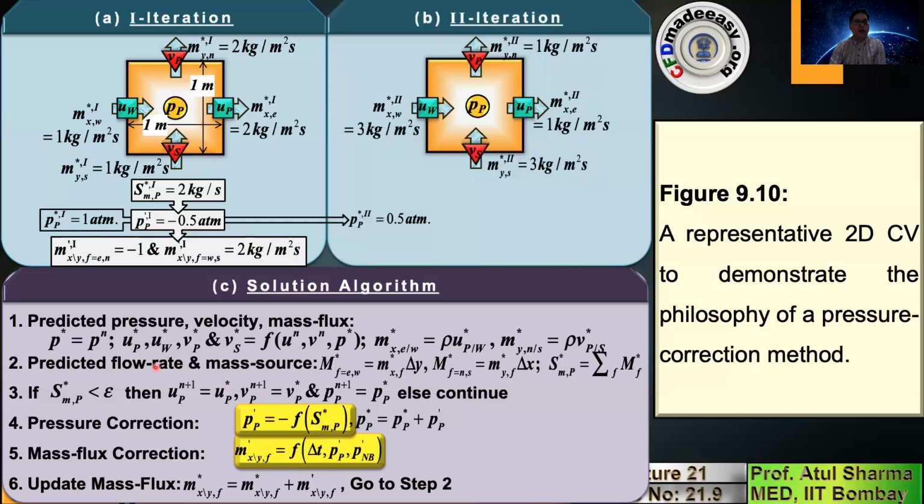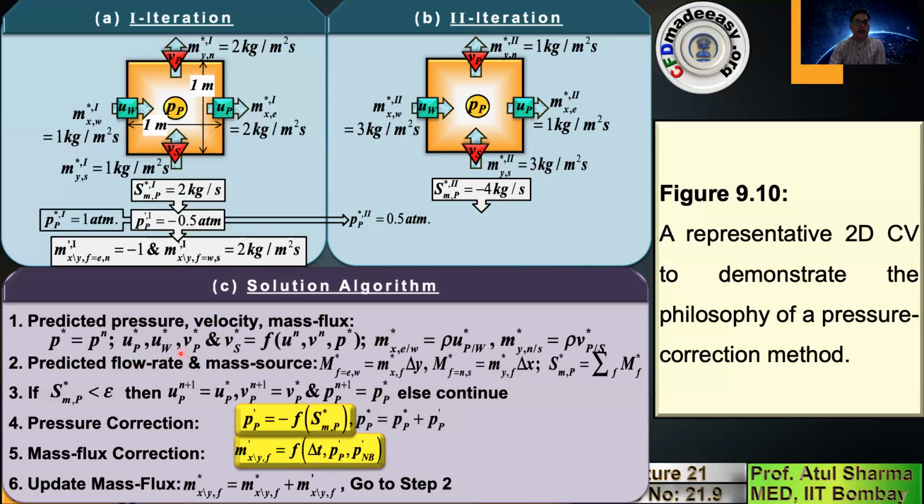When you go to step 2, basically you multiply these mass fluxes with the surface area. Here in this case also, let us assume that the surface area is unity. So this will become total 6 kg per second is entering, and 2 kg per second is leaving. So mass source will be 2 minus 6, which is minus 4 kg per second.